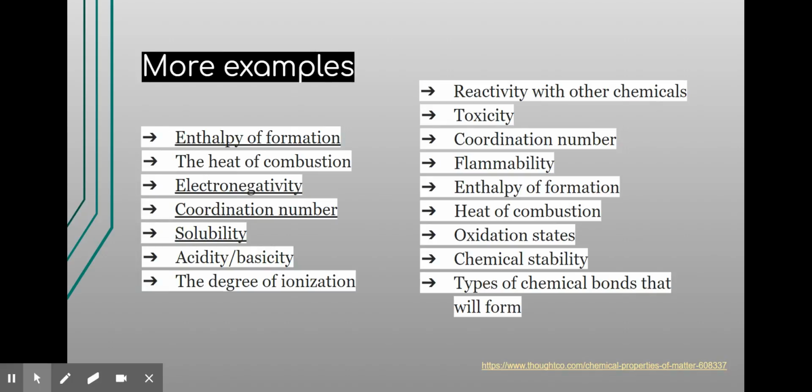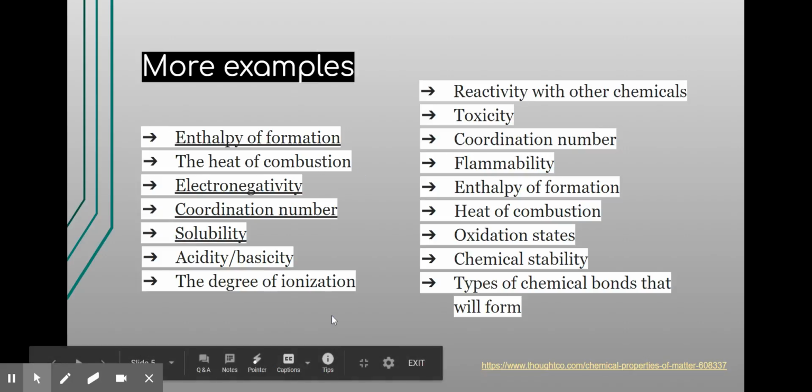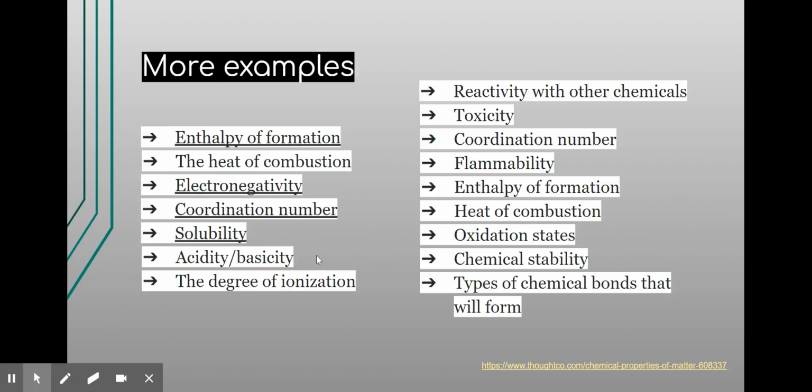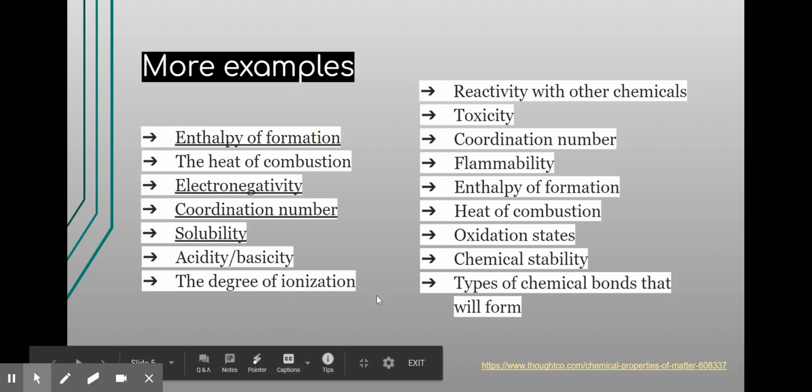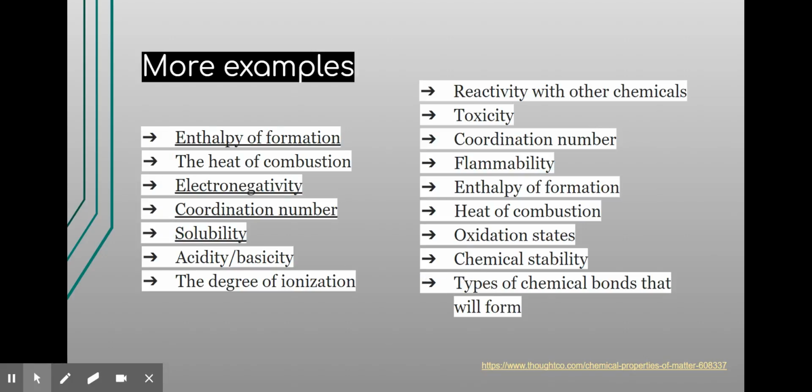And here are more examples, which many of these you're not going to be familiar with, probably most of them, but I've hyperlinked a few in case you're interested in learning more. So we have electronegativity, which you will be learning about in a couple of units, whether something is an acid or a base, its chemical stability, and several others.